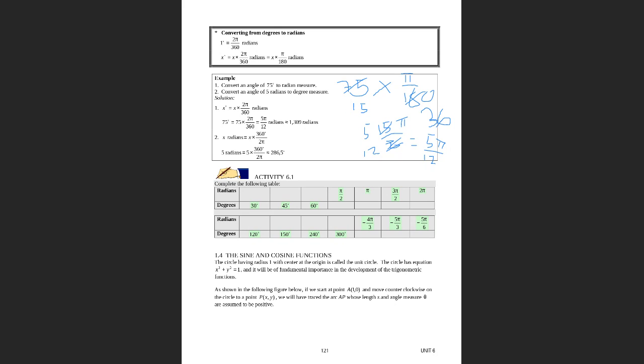Okay, the next one says convert 5 radians. 5 radians simply means 5 pi. That is radians, 5 pi. So to convert to degrees, you simply multiply by 180 over pi.